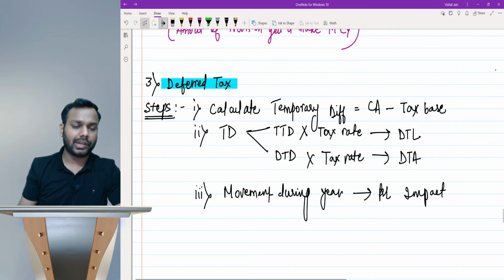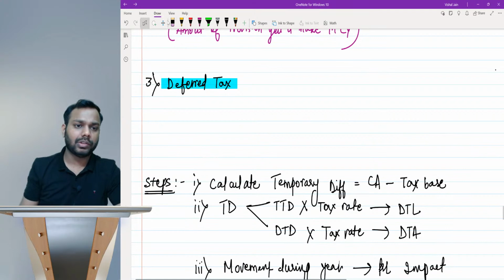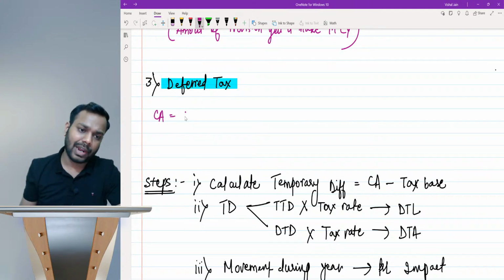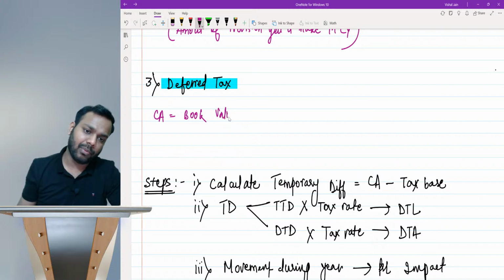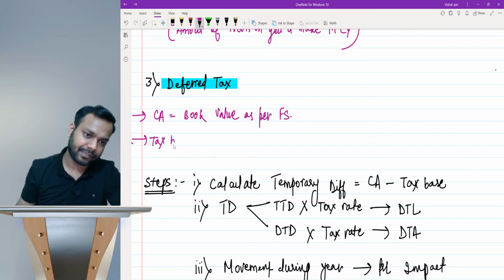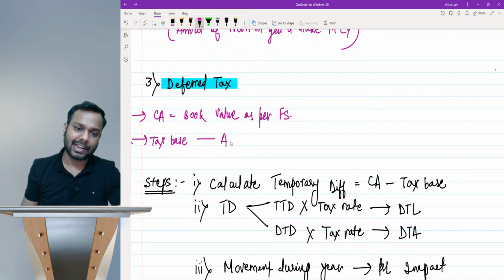Okay, I'll quickly touch upon it. Carrying amount is the book value as per financial statements. Okay, Vidisha, no worries. Carrying amount is the book value as per financial statements. Right, now let's understand tax base. First, let's understand the tax base of an asset.